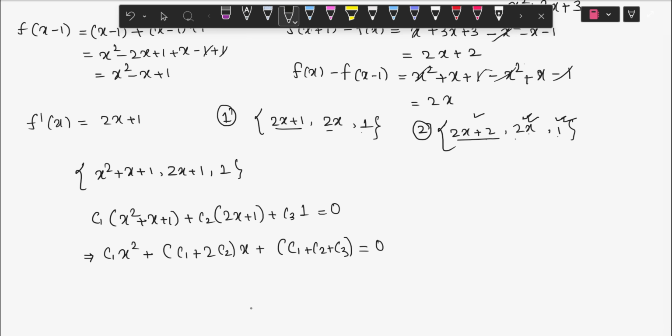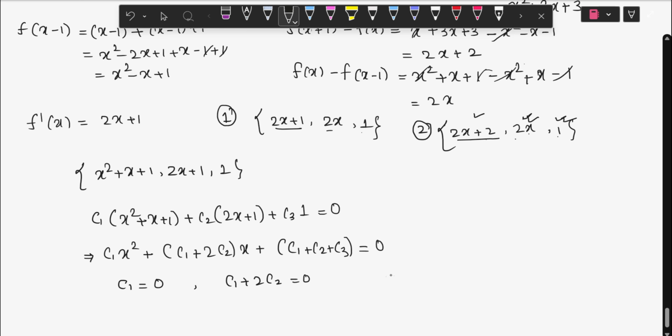This is equal to 0. So if this is equal to 0, then if we equate the like power of x, the right hand side is 0, so we can say c1 equal to 0, c1 plus 2 c2 equal to 0, c1 plus c2 plus c3 equal to 0. As c1 is 0, c2 will also be 0, and as c1 and c2 are 0, c3 will also be 0.